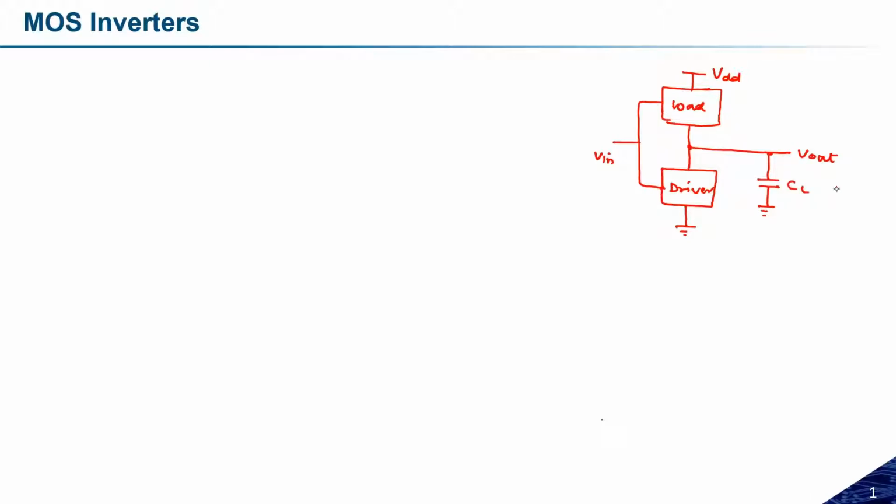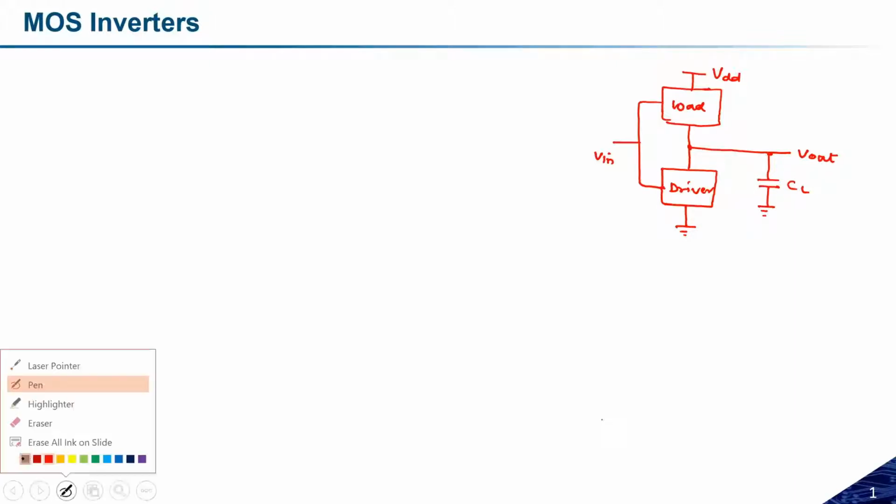In the CMOS-based structure, it is really important to understand the importance of this load and the importance of this driver. Whatever logic we receive at the output side depends on whether the load capacitance CL is charged or discharged. If the load capacitance, or the output capacitance, is completely charged, we consider that the output is at logic high. If it is completely discharged, we consider it logic low.